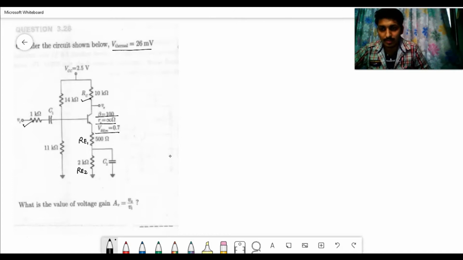A 1 kilo ohm resistor, and this is R1 and R2: 14 kilo ohm and 11 kilo ohm. RTH and VTH we have to find for DC analysis. VCC is given as 2.5 volt.